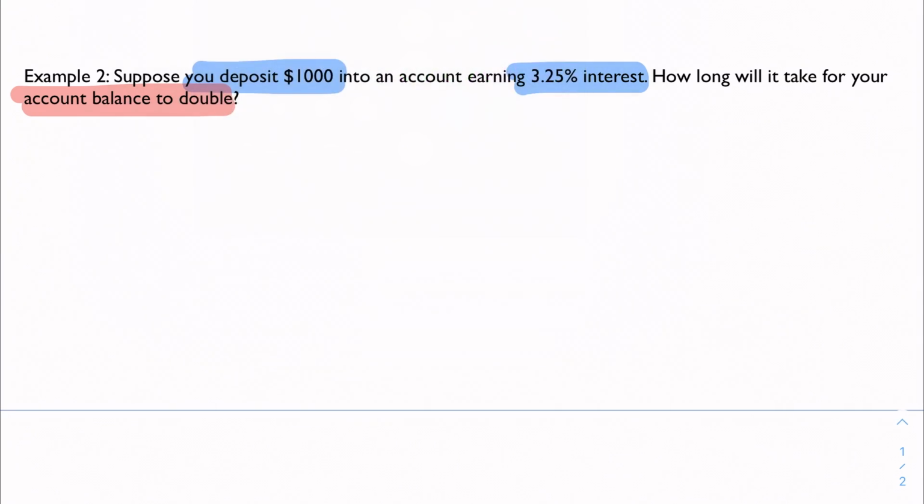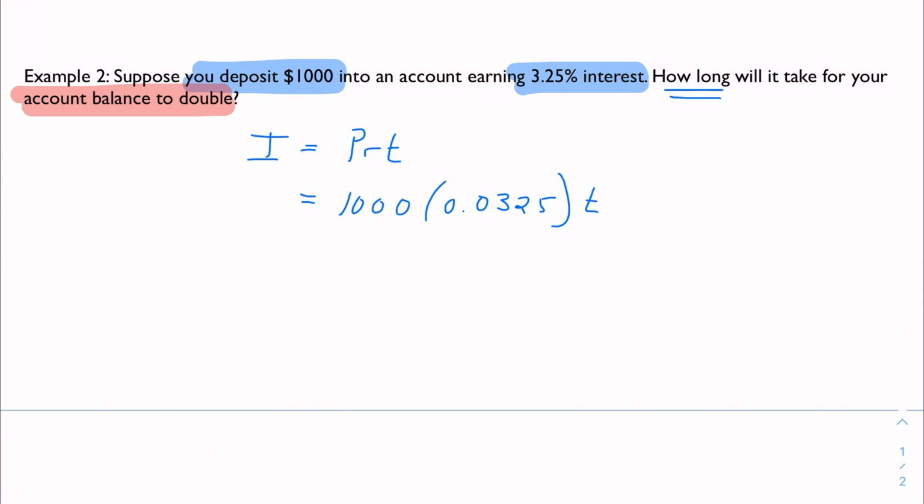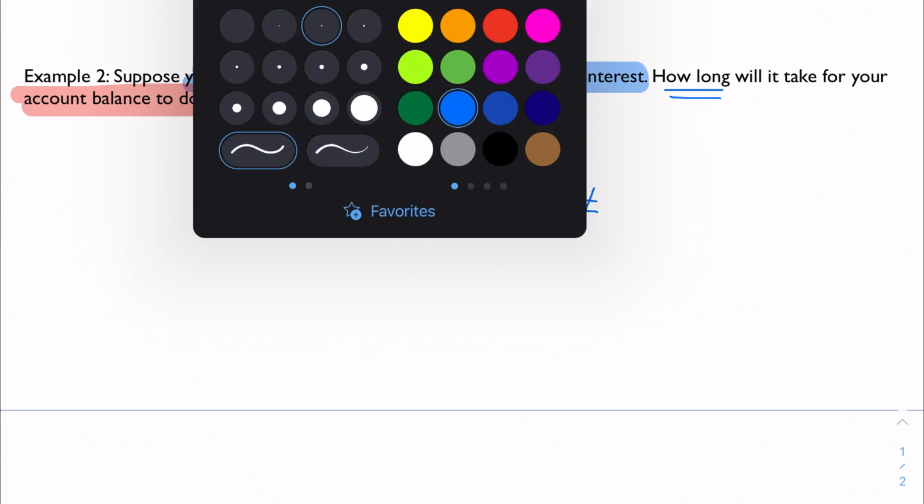Well, we're still dealing with simple interest here, so let's start with that simple interest formula. And I know I'm depositing $1,000, and I'm earning 3.25% interest. So I'm going to move my decimal 2 places to the left. And I don't know time. I'm solving for time, right? I want to know how long it takes my account balance to double.